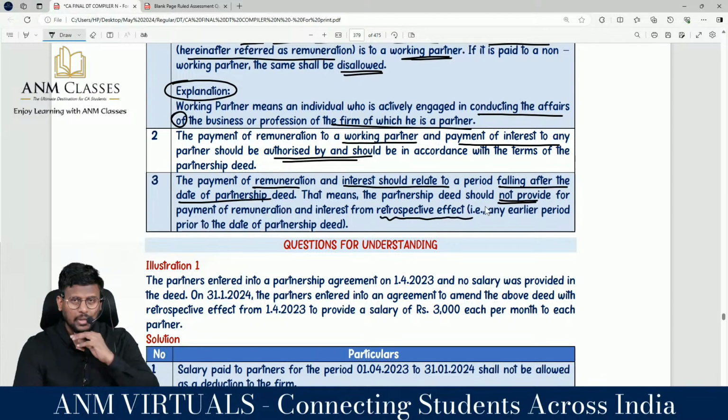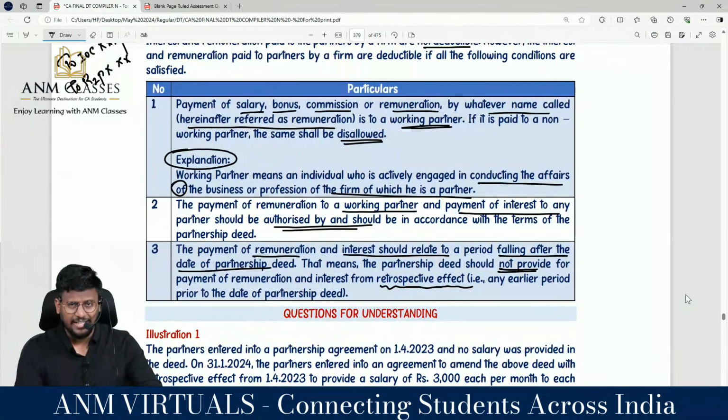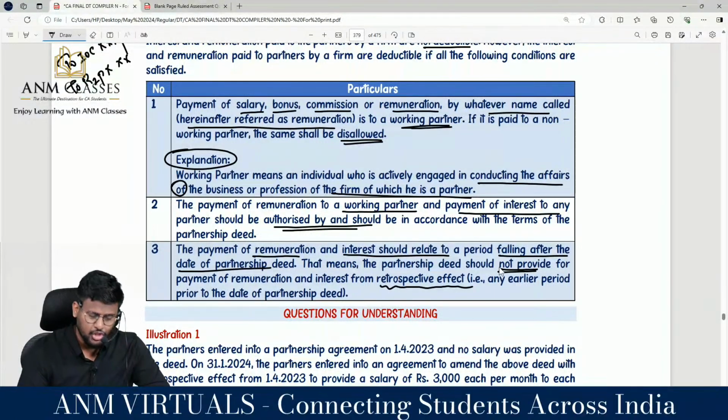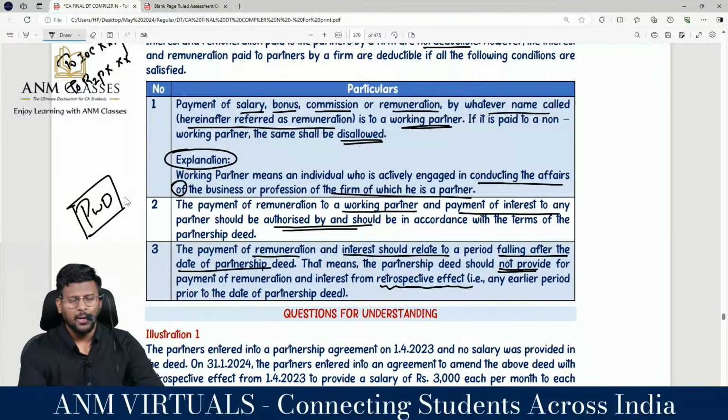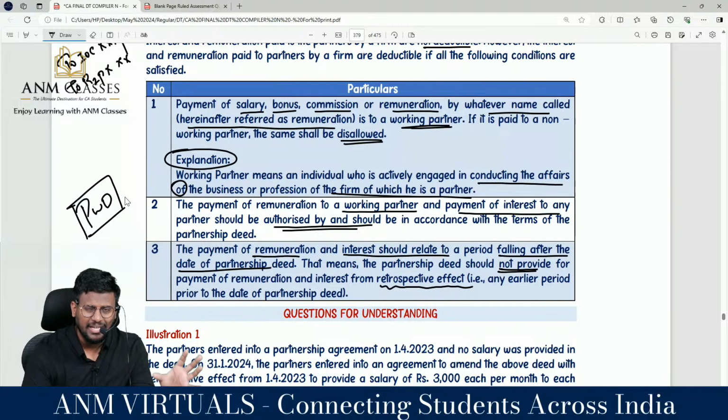So in order to claim remuneration as a deduction while calculating the PGBP income, the PWD condition should be satisfied. P stands for period. The period should be after the partnership deed date. That means it should be on a prospective basis, not on a retrospective basis. Such remuneration should be paid to a working partner and it should be authorized in the partnership deed, my dear lovable students.